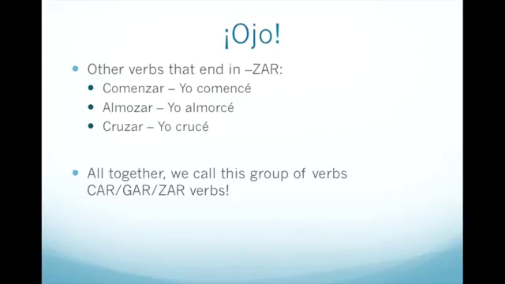And again, all together we call this group of verbs car, gar, zar verbs, meaning they change in the yo form of the preterite tense. So whenever you have a set of conjugations in front of you, always check to say, are there any car, gar, zar verbs, and are those verbs in the yo form?